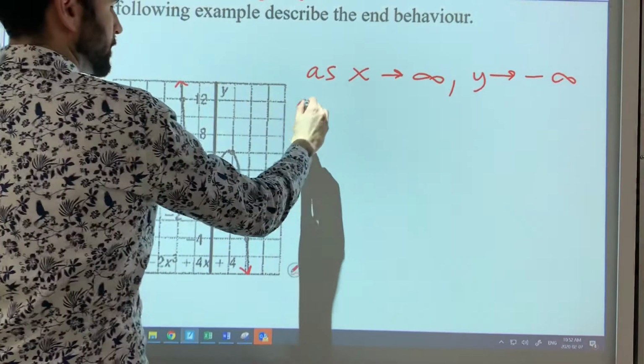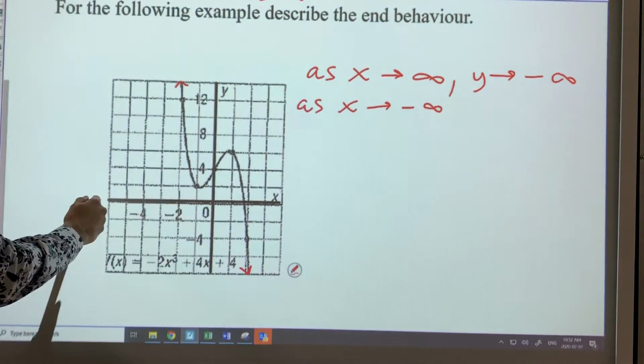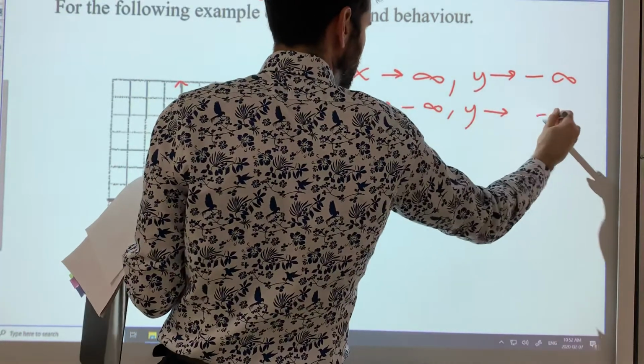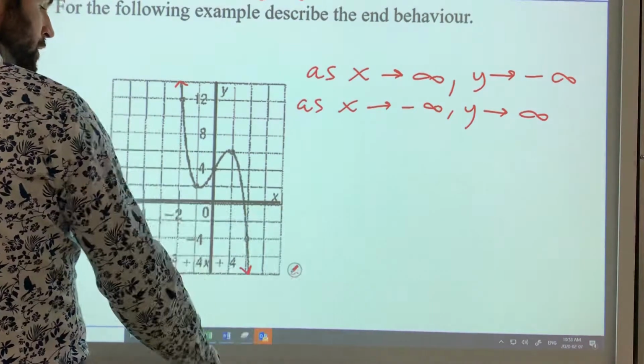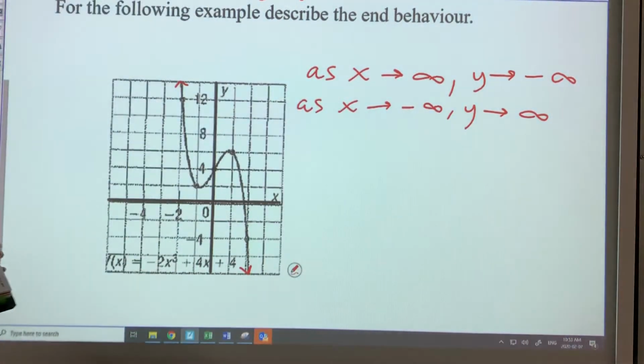And then you would say, all right, as x goes to negative infinity, so now we're looking on the left-hand side of the graph, y is shooting up, so that means y is going to positive infinity. And that's one way that you could describe the end behavior. Or you could say it in English. You would literally just write it out. So you'd have two sentences, okay?